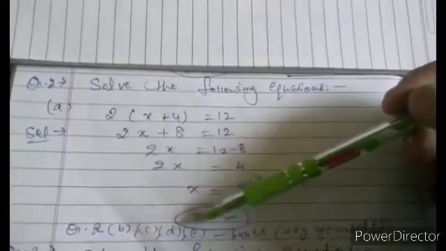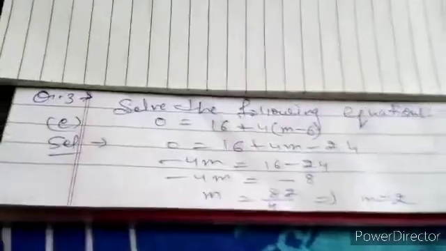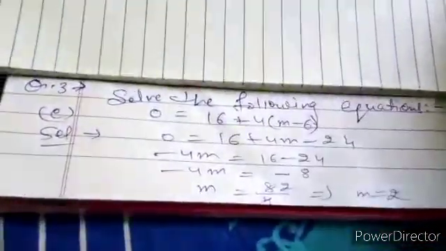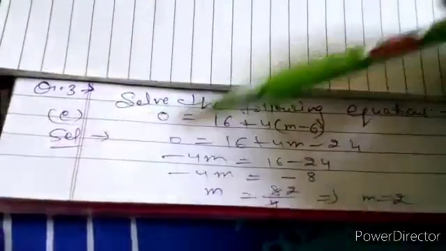Other parts B, C, D, E you can try yourself with the same procedure as I have told in question number 2, A part. NCERT 7th class maths exercise 4.3, question number 3. Solve the equations. So this is E part. Other parts you can try yourself.